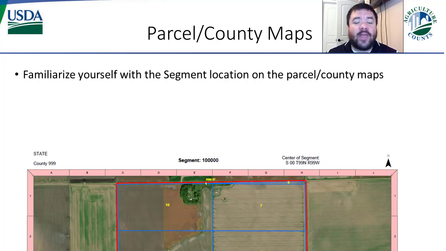Before contacting any operators, please familiarize yourself with where the segment is located, paying special attention to any identifying landmarks like highways, roads, or other landmarks. That way you'll be better able to convey the segment's location during the interview.